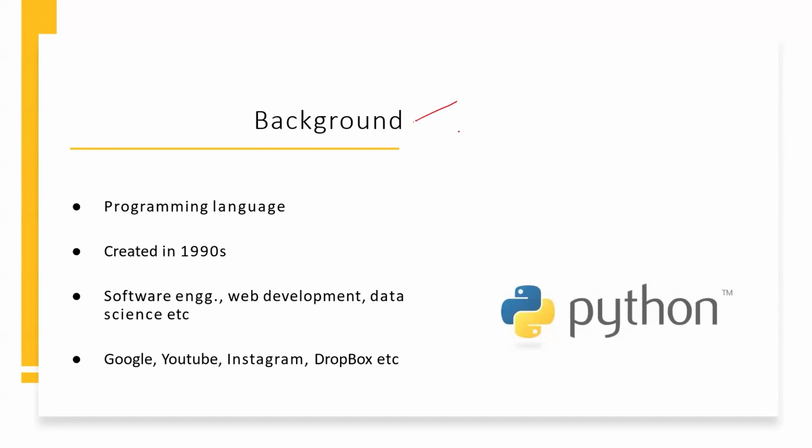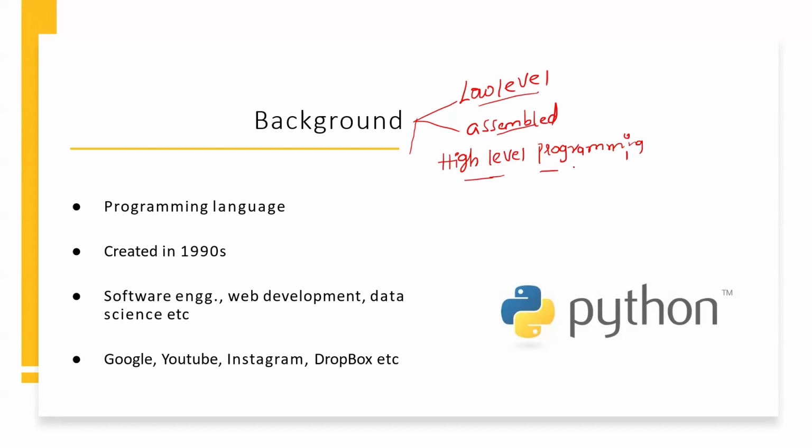Generally, programming languages are of three different types. One is low level language, second is assembly language, third is high level programming language. Programming languages are of three different types. What are those? Low level language, assembly language, and high level programming language. What do you mean by low level language?